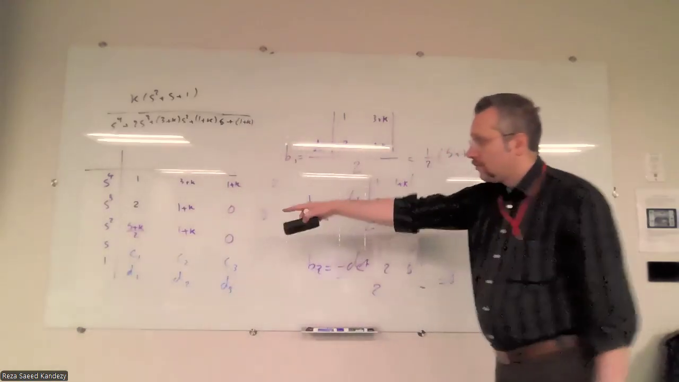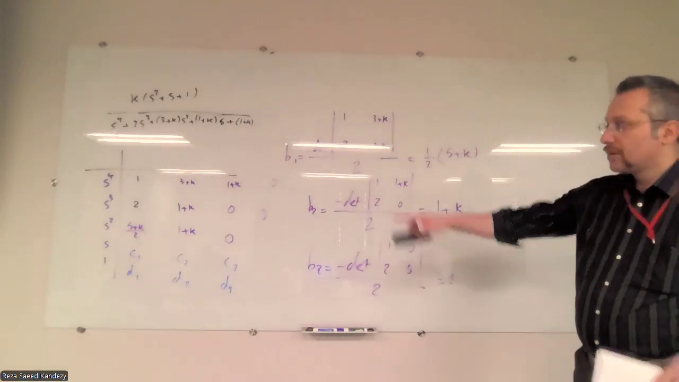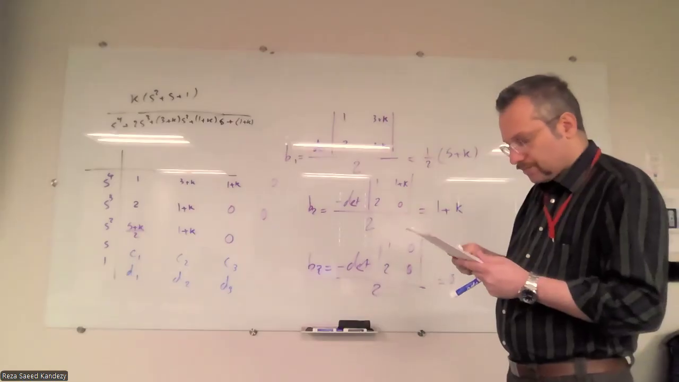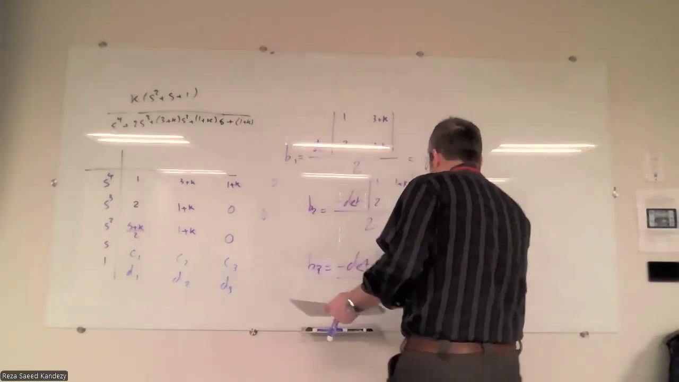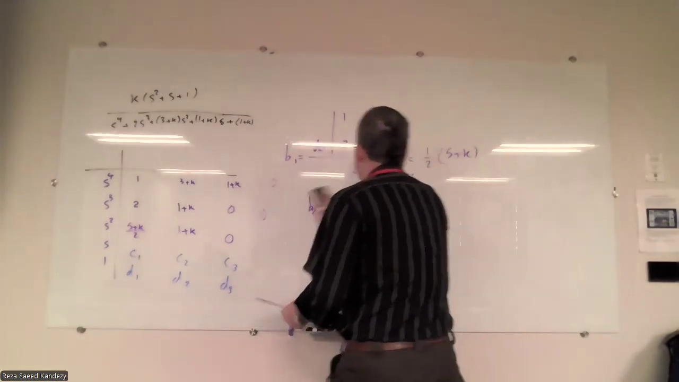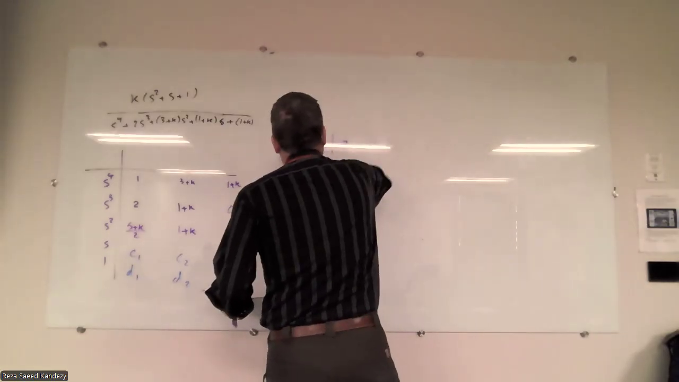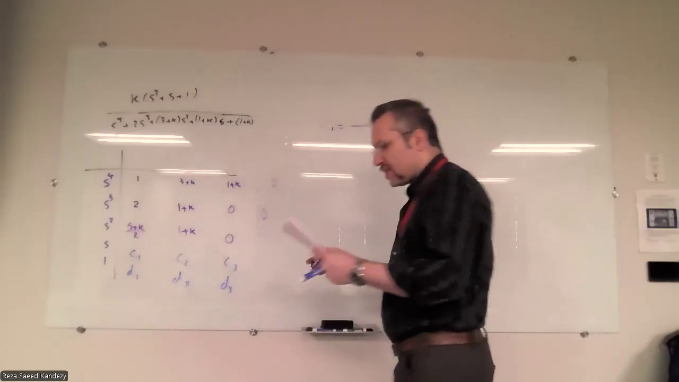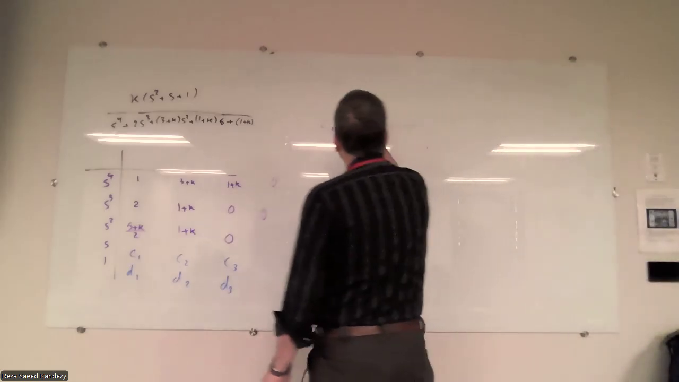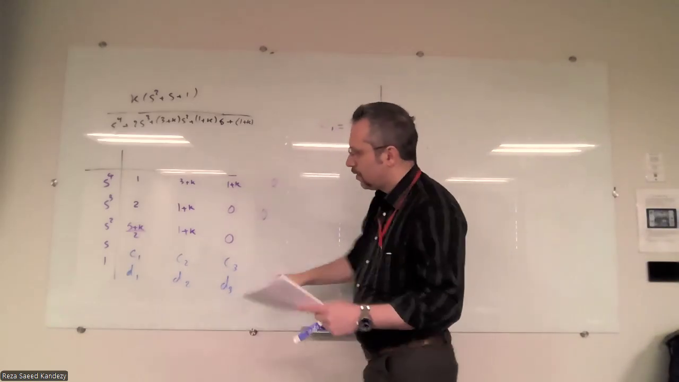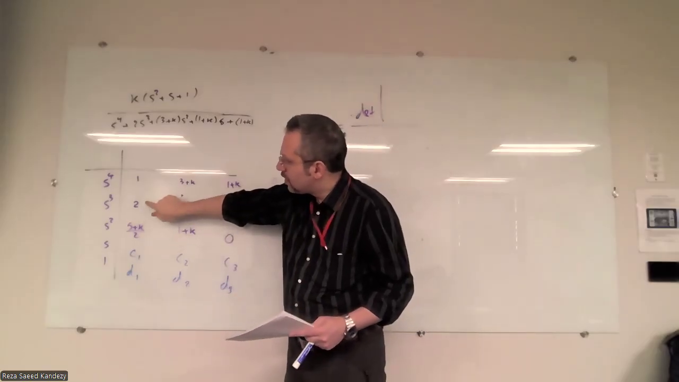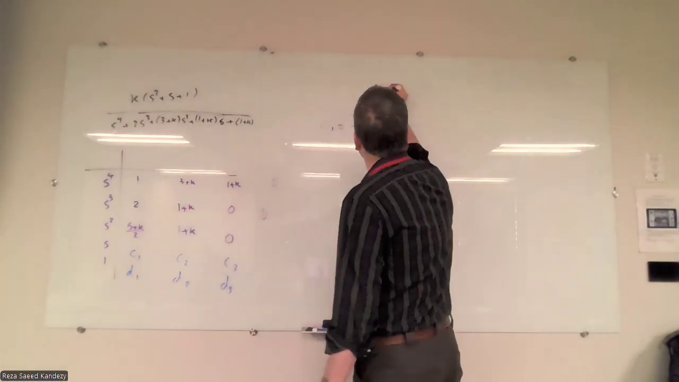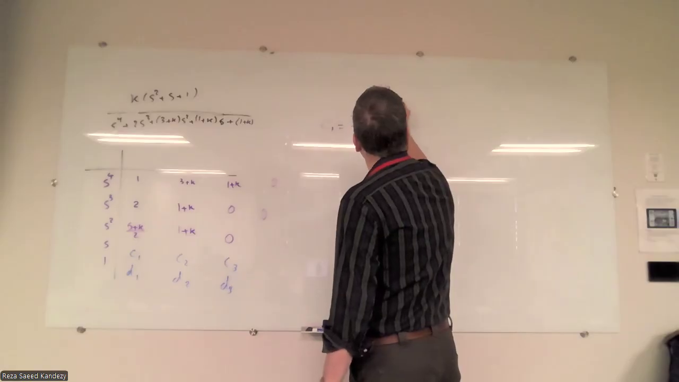Now, we have to go for the third row. For the third row, I am going to clear these up so I can actually have enough space. C1 is going to have the same kind of formula. So it's going to be minus the determinant of. Now, here we use the second and third column. Are we good? So it's going to be 2 and 5 plus K over 2.